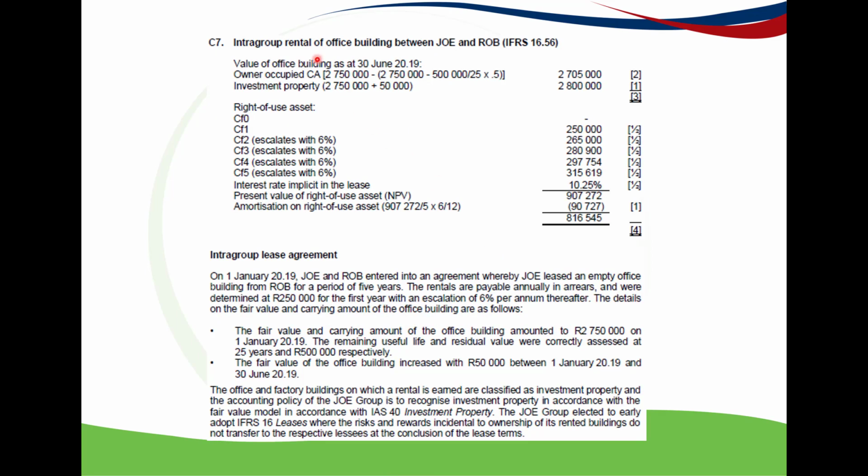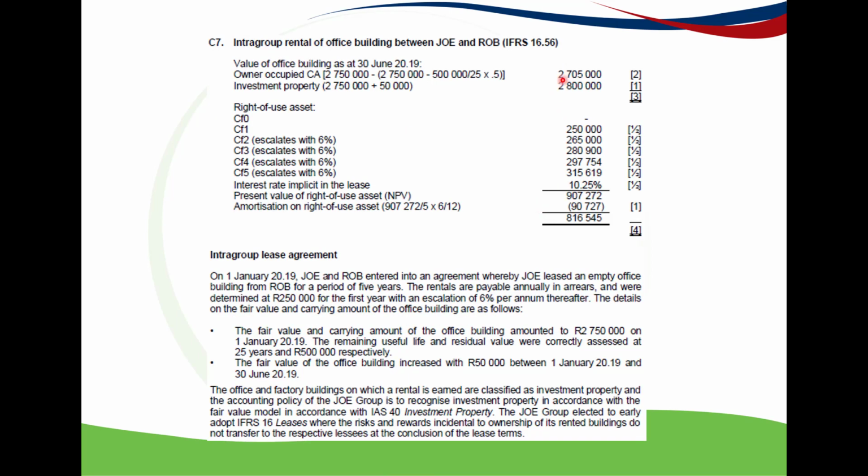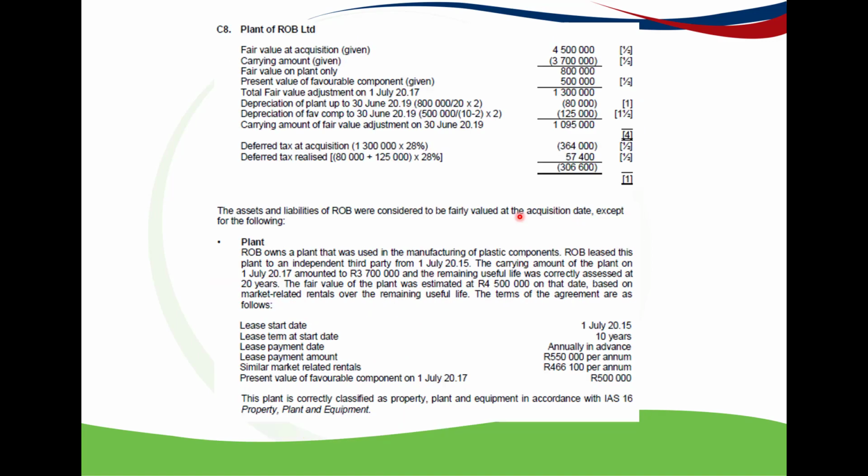So if we start off with the intergroup rental, we've already seen this calculation. Where did we get the information? In the scenario we've seen it was owner occupied, 2.7 million. So that was not included in my PPE. Remember, it was in my investment property. That's why, it's a positive, I have to add it to my PPE. And then the right of use asset we will use when it gets to the investment property.